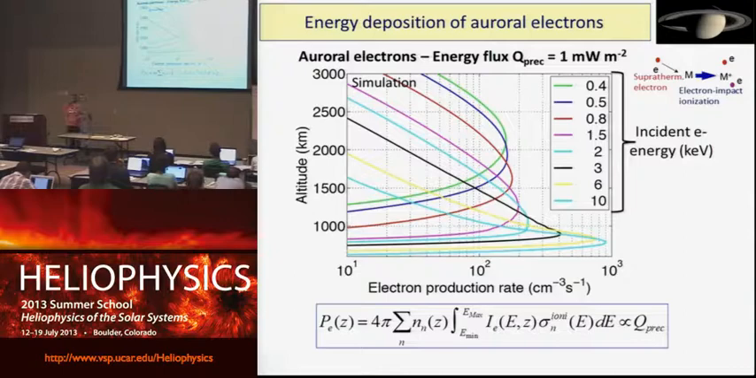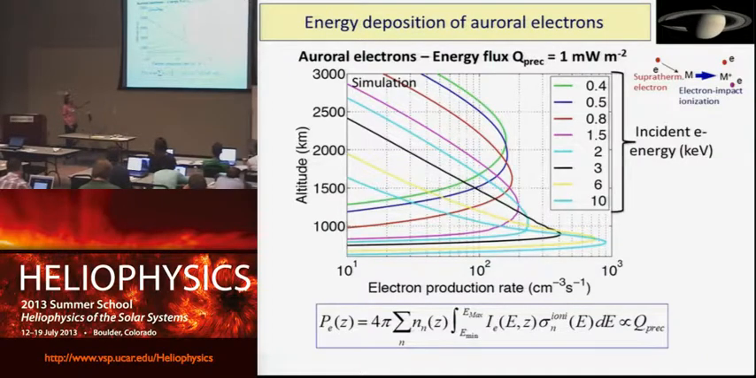So the answer was no. I've focused on the absorption of solar radiation. What about auroral electrons, I mean suprathermal electrons coming from the space environment? Here's a profile in altitude of the electron production rate, and each color corresponds to a different mean energy for the incident electron at the top of the atmosphere.